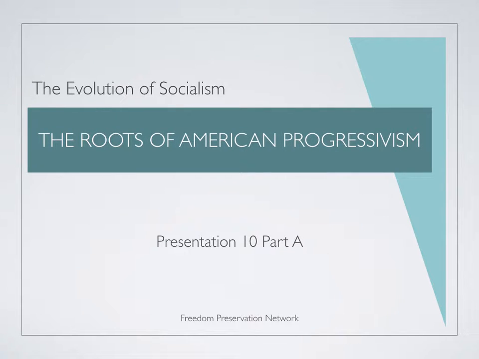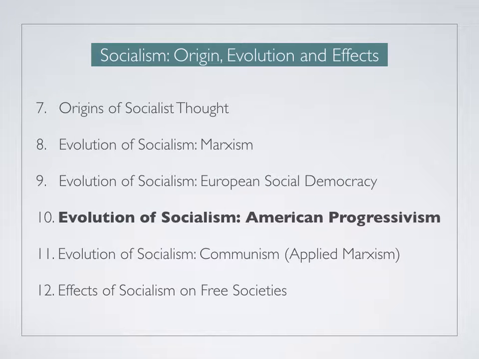Presentation 10, Part A, in the Evolution of Socialism, is the roots of American progressivism. Thus far in the series, we've considered the origins of socialist thought and the evolution of socialism, from Marxism to European social democracy. In Presentation 10, we will now consider American progressivism.